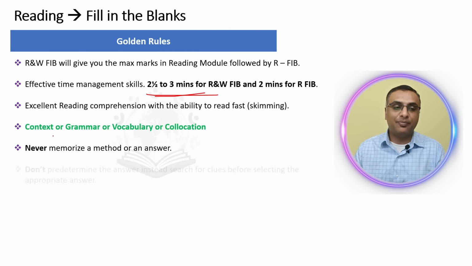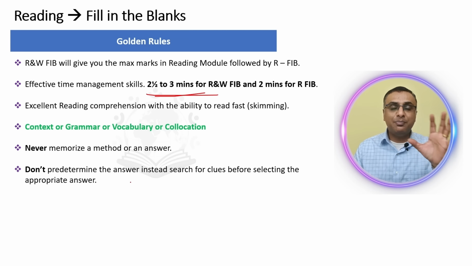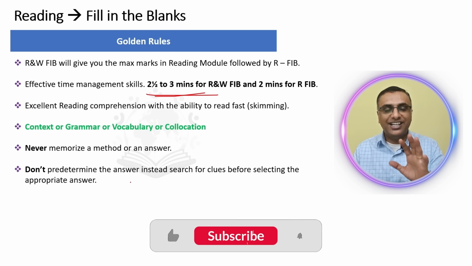Next, don't predetermine the answer. Instead, search for clues before selecting the appropriate answer. For example, you would have seen in the reading fill in the blanks, what did I tell? If you put a wrong option in the first blank, you may end up having a domino effect for the rest of the answers. So always remember, never predetermine or fix on any answers. Always search for clues in the paragraph itself. I'm sure PTE will give you a lot of clues. You should open your eyes and identify those clues.